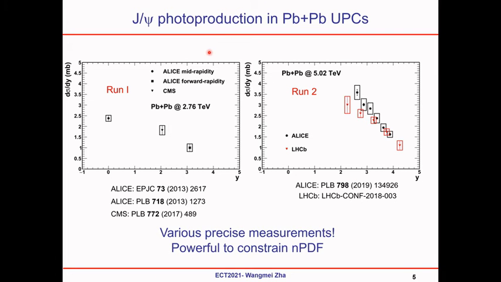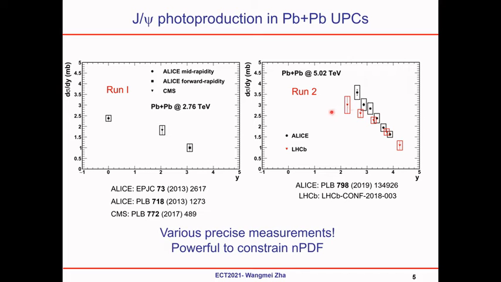Let's look at the existing measurements, mostly from the LHC. For J/psi, ALICE has measurements at mid and forward rapidity, and also a CMS measurement at forward rapidity.